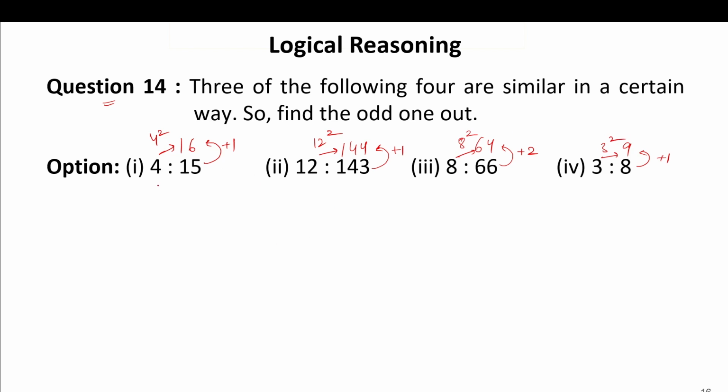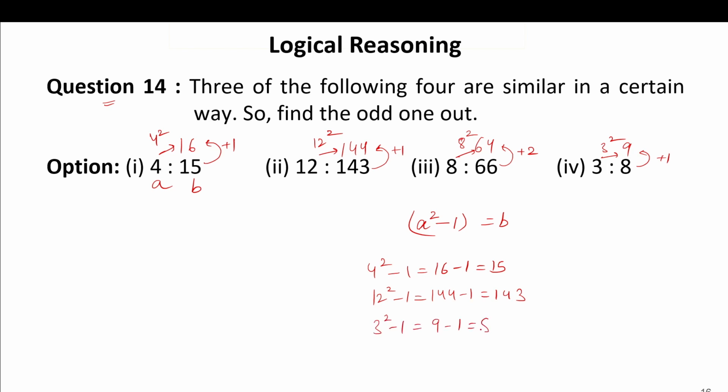So basically, if I call this A and I call this B, what I am doing is squaring A and subtracting 1 from it to get B. Correct? Squaring A. So 4 square minus 1, 16 minus 1 gave me 15. Similarly, 12 square minus 1, so 144 minus 1 gave me 143. So 3 square minus 1, that is 9 minus 1 gave me 8. Correct? This was the logic.